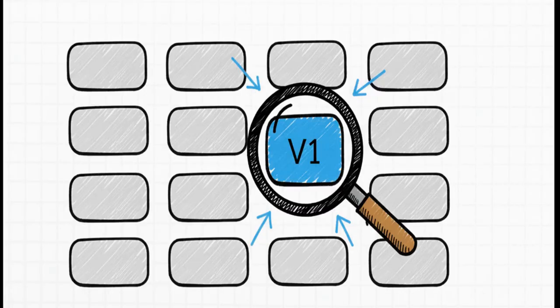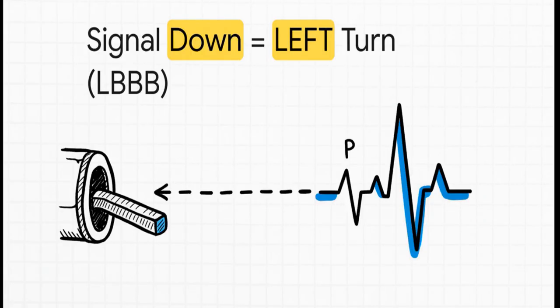Forget about the other 11 leads for just a second. We're going to put on our blinders and focus on just one lead, V1. This is our magic window for this diagnosis. Okay, picture this. You're in your car. To make a left turn, what do you do? You push the turn signal down, right?